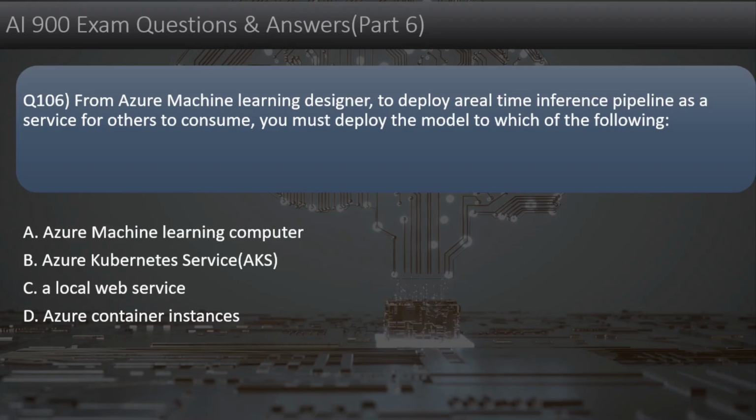From Azure Machine Learning Designer, to deploy a real-time inference pipeline as a service for others to consume, you must deploy the model to which of the following? Option A, Azure Machine Learning compute. Option B, Azure Kubernetes Service. Option C, a local web service. Option D, Azure Container Instances. The correct answer is option B, Azure Kubernetes Service.